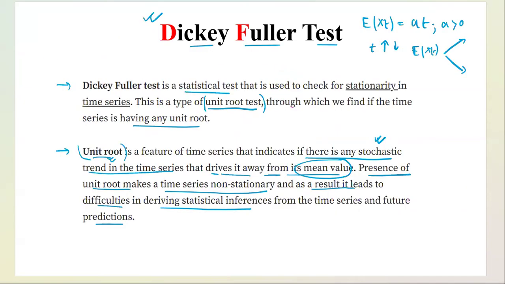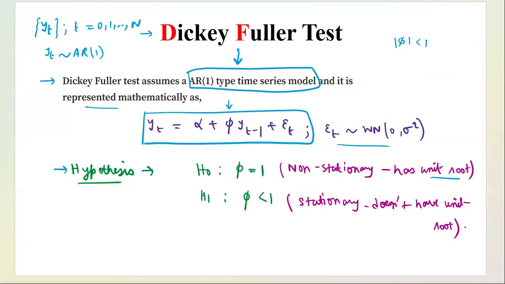And I have just mentioned here, if there is a unit root in the time series process, it will make this time series non-stationary. So your null hypothesis, this is the null hypothesis H naught, says phi is equal to 1. The null hypothesis assumes that the process is non-stationary, that is, it has a unit root. And the alternative hypothesis says phi is less than 1, which means that the process is stationary and it does not have a unit root.